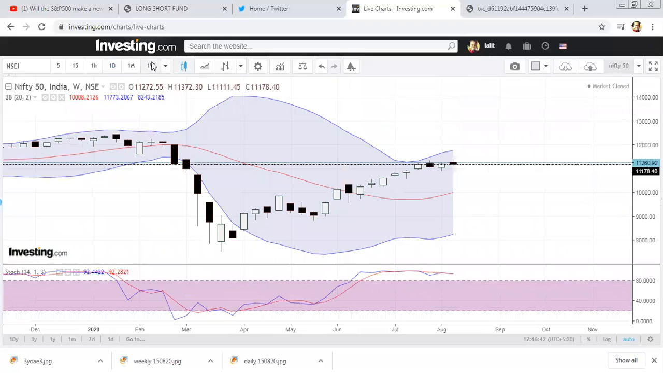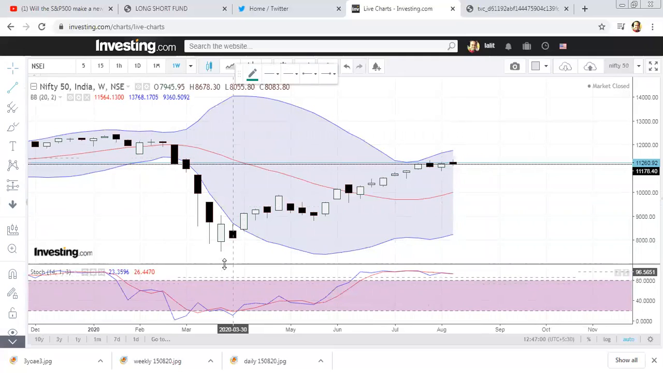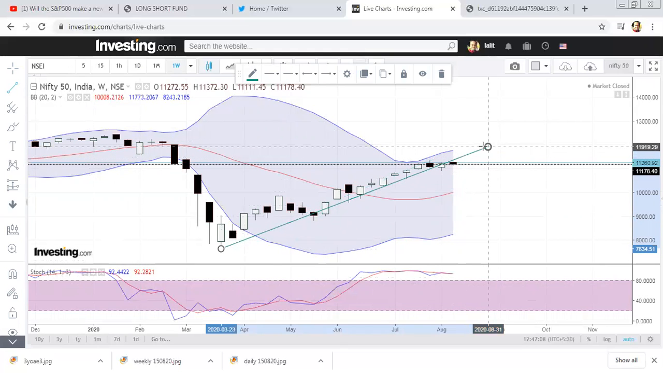On the weekly chart, it's not much here. What we can try and do here is maybe I will try and show you the trend here from the March lows. So we draw this trend line and I'm just trying to capture as many supports as possible.